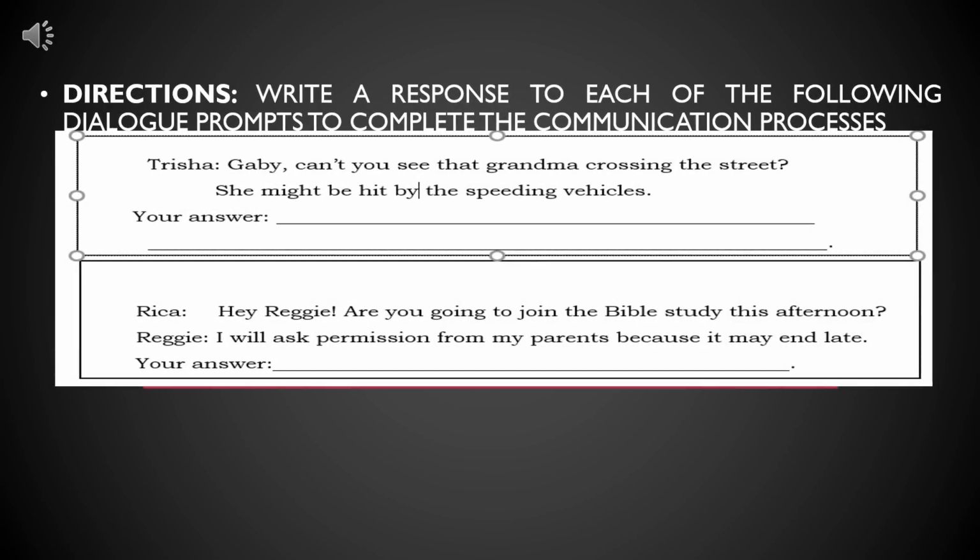Continuing with the learning task, directions: write a response to each of the following dialogue prompts to complete the communication process. For this slide and the next slide, you will be doing the same. All you have to do is to provide a response to the given situation or to the dialogue prompts provided.